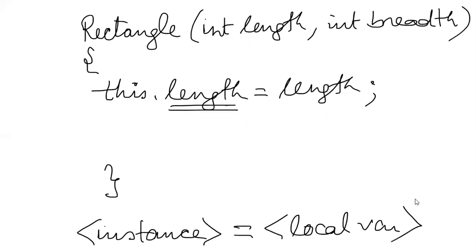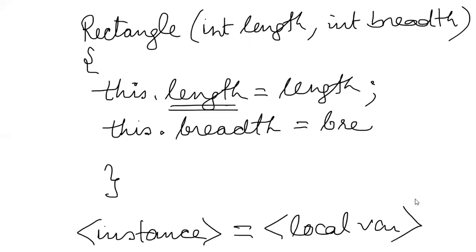So this dot length. So when I precede an identifier here, length, by using the keyword this, then it always means that this is not a local variable, it is an instance variable. Similarly, for breadth, I will write this dot breadth. So this dot breadth is assigned breadth. So that is the use of the this pointer. It is used to resolve this kind of complications where the local variable name and the instance variable name are the same.